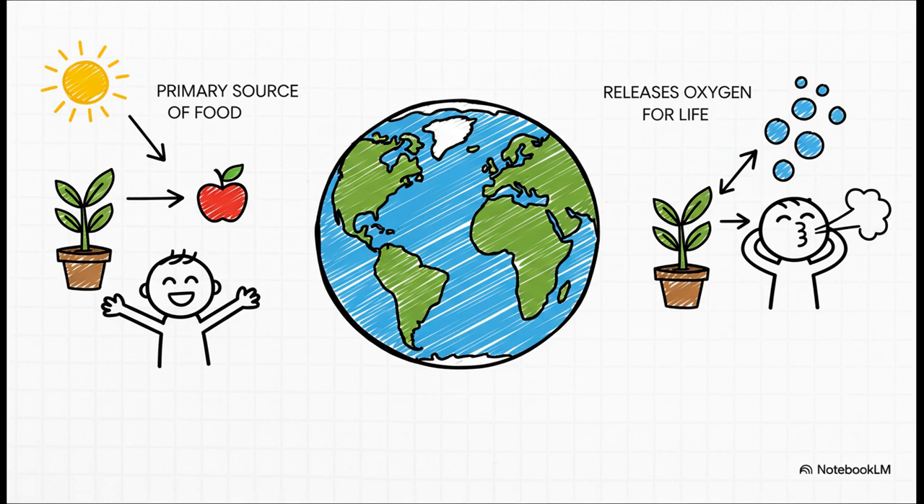Let's look at two main reasons. First, photosynthesis is the primary source of all food on Earth. Think about it. Anything you eat, a fruit, a vegetable, even the meat from an animal that ate plants, all of that energy originally came from the sun and was captured by a plant through photosynthesis. And second, and this is a big one, it releases oxygen into the atmosphere. The oxygen that you and I are breathing right now, it's a gift from the plants. Without it, we couldn't survive. So you see, it really is the process that makes life on Earth possible.